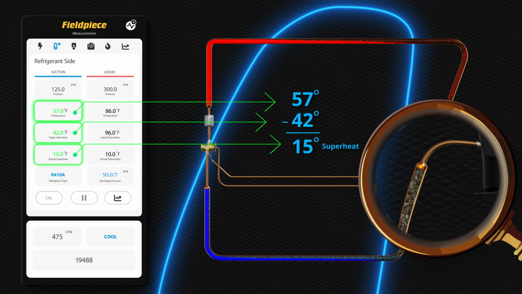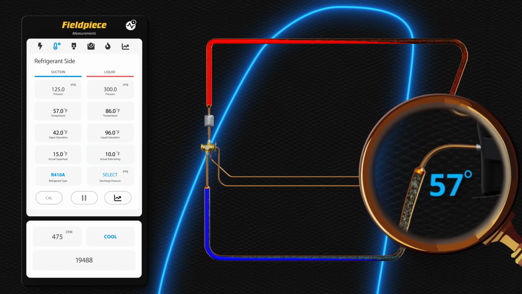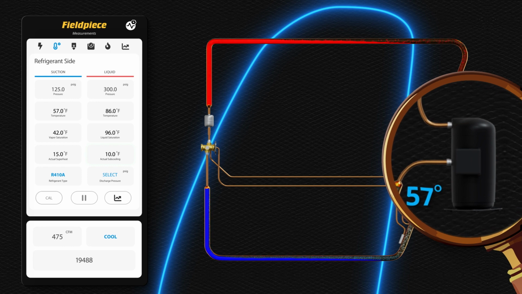The refrigerant temperature at the compressor is 57 degrees. So the refrigerant temperature is 15 degrees above the saturation temperature, or 15 degrees of superheat. This superheat is referred to as the total superheat. The compressor compresses the low pressure superheated vapor into a high pressure superheated vapor. The heat of compression will add heat to the refrigerant as it discharges from the compressor, increasing the superheat.